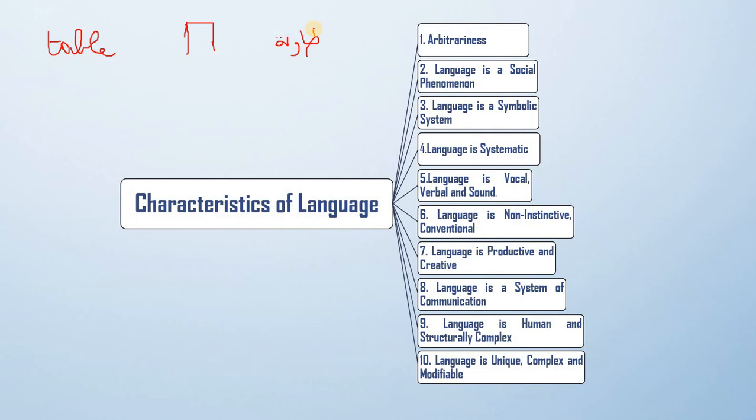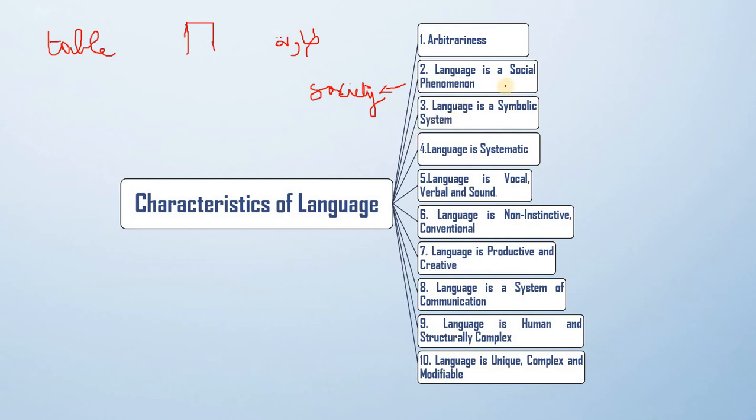Language is a social phenomenon. Language reflects the society. It is a part of the society, so it is a social phenomenon. The society created the language. So we cannot say the language is individual, it is a social phenomenon. When we have a group of people, automatically there is a language between them. It depends which language they are using.